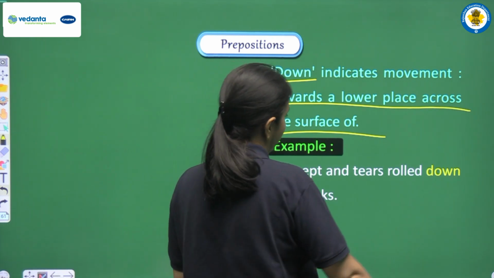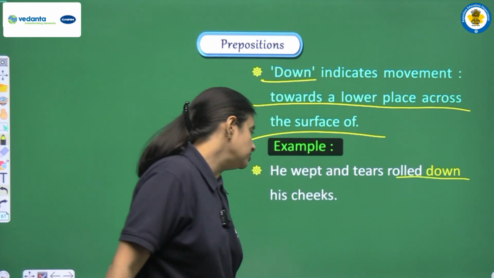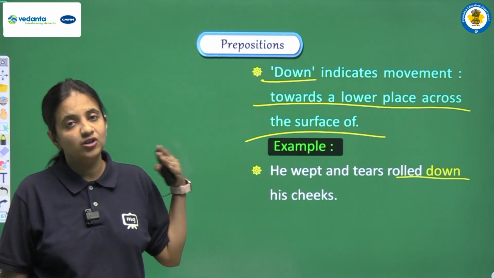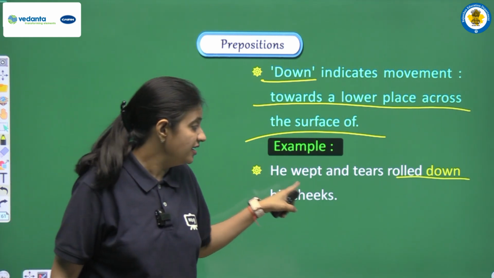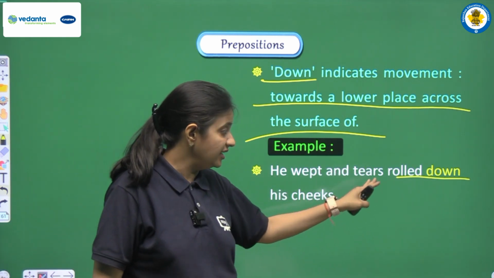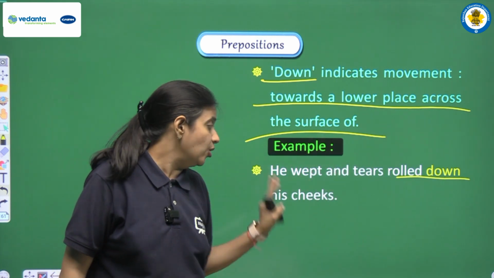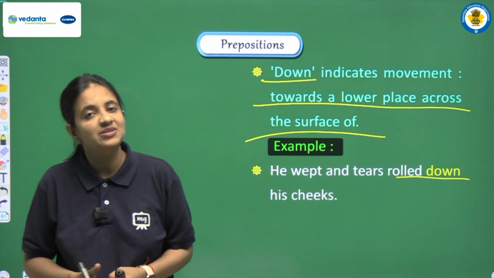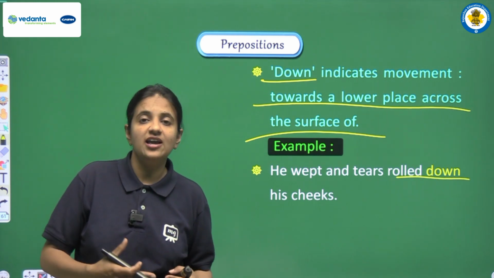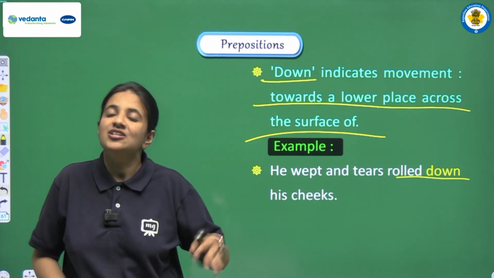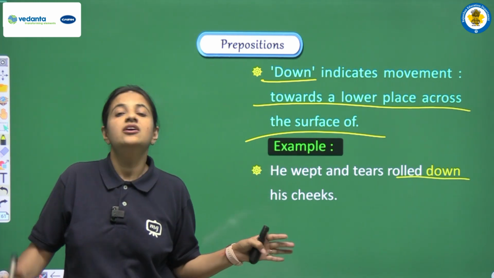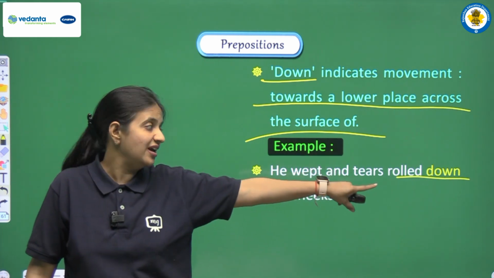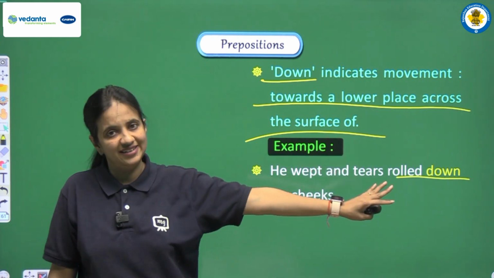He wept and tears rolled down his cheeks. So now we are talking about one person who, because of some reason, wept, and because of that, tears rolled down his cheeks. So obviously down, because your eyes, tears come from the eyes, and the cheeks are below the eyes. So now we have the movement towards the lower side from the higher side, and this is the reason we have down in this sentence.